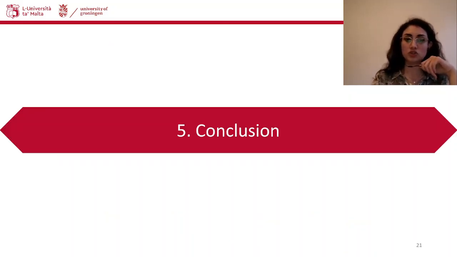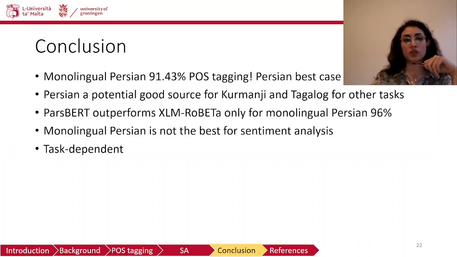Now we reach the conclusion of this work. So we found that the monolingual Persian experiment achieves the highest accuracy among other source languages for Persian as target, achieving 91.43% for POS tagging, and Persian is the best for itself.